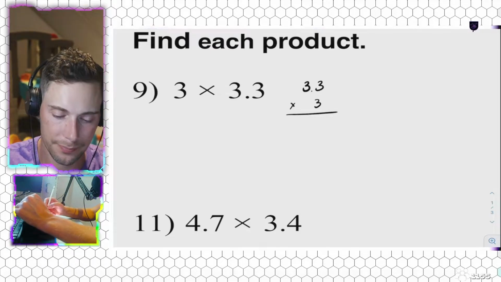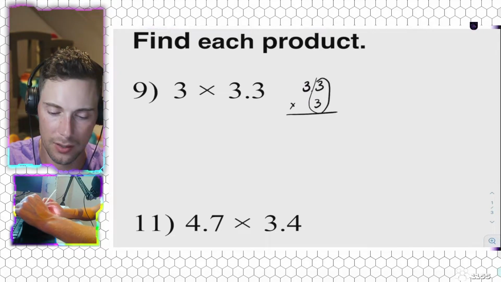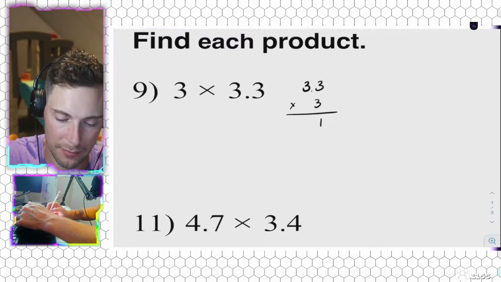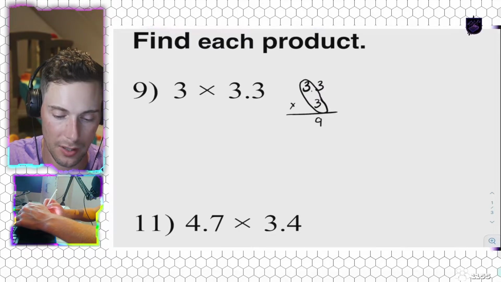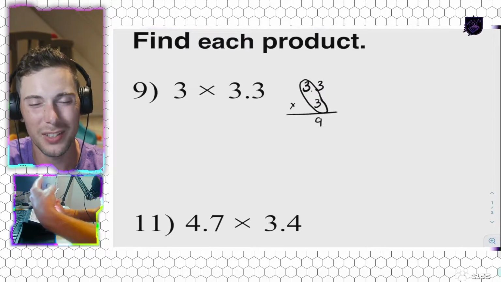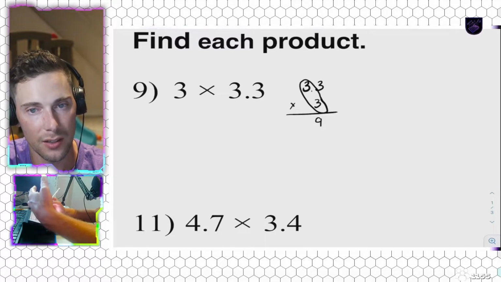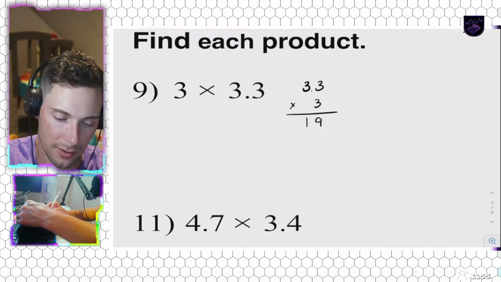So we're going to go first, start with 3 times 3. That's going to be 9. And we're going to go 3 times 3, but really it's 3 times 30. And that's going to be 9.